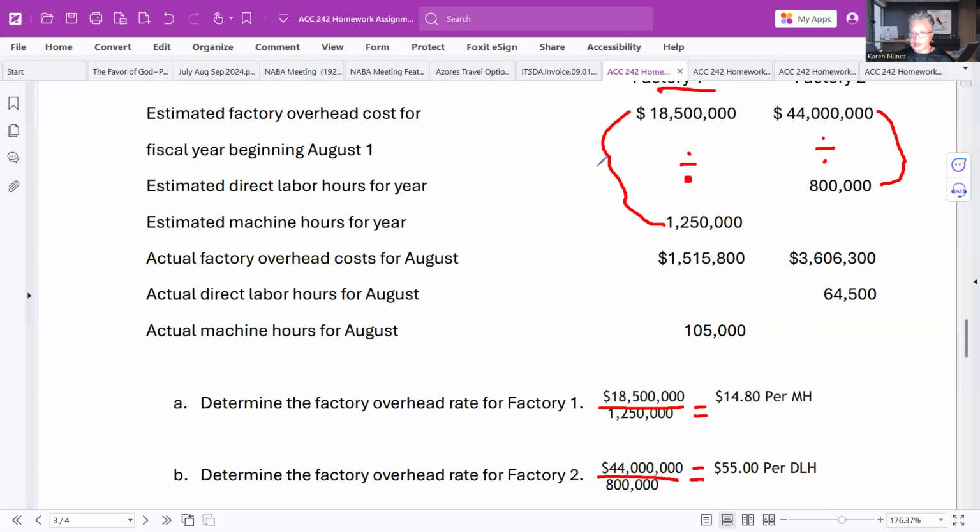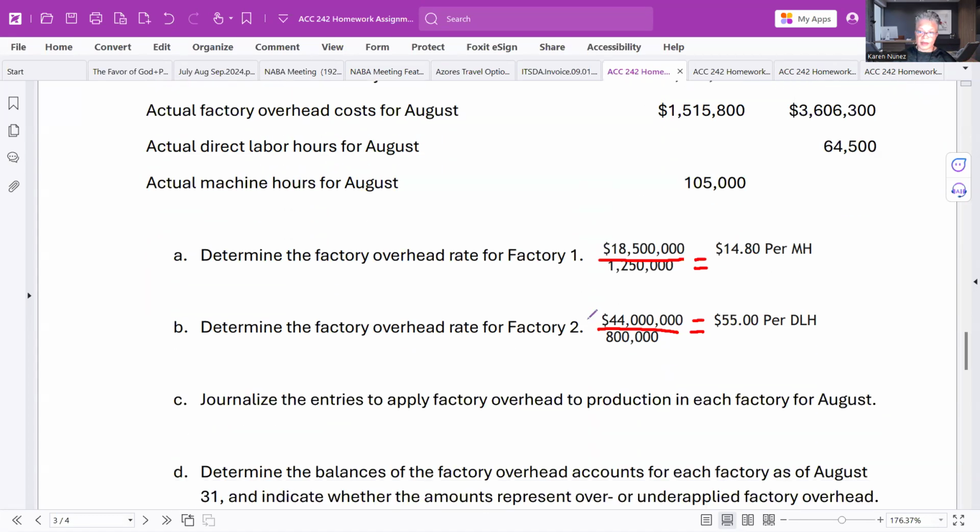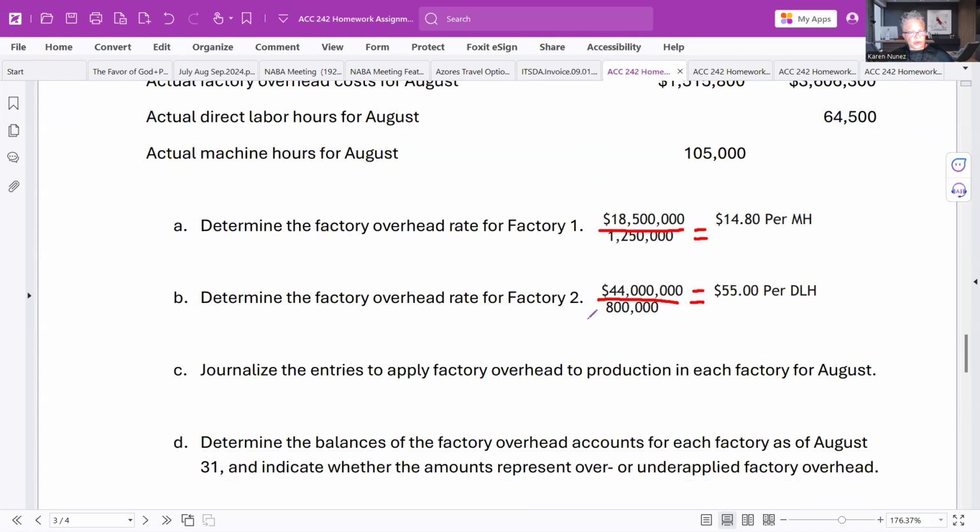So we got 1480 here, and 55 here. So 1480 per machine hour, 55 per direct labor hour. Those are the rates. And then we need to be able to journalize the entry to apply that overhead in each factory in the month of August.